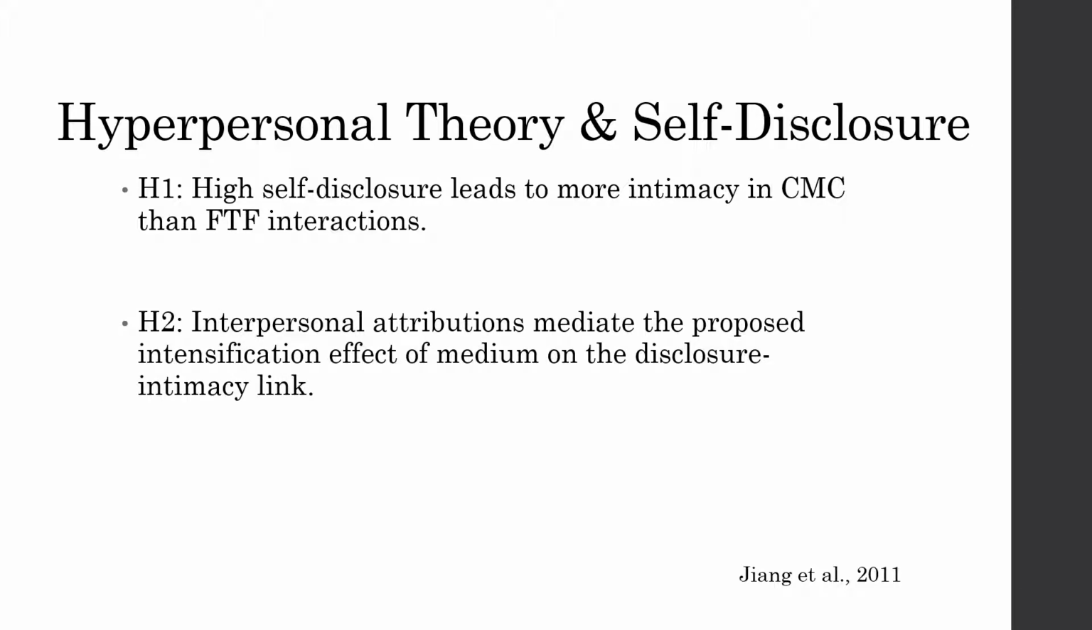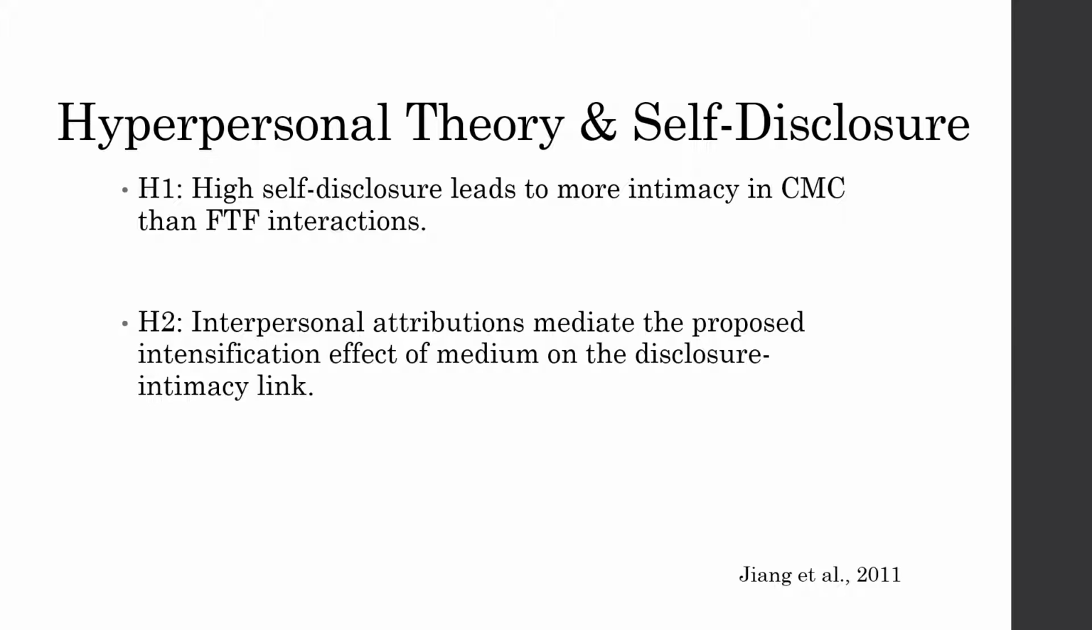The second hypothesis is that interpersonal attribution, when the receiver attributes the disclosure to an aspect of the interpersonal relationship, should mediate this intensification effect of medium on the disclosure intimacy link. So self-disclosure and partner responsiveness should both influence perceptions of intimacy. The sender discloses, which encourages a responsive behavior from the receiver, which then prompts further disclosure from the sender. These responsive behaviors are things that communicate understanding, caring, support, those types of things. So the receiver's response is influenced by how they interpret the sender's disclosure. So to what do we attribute the self-disclosure? Is it dispositional, situational, or interpersonal?